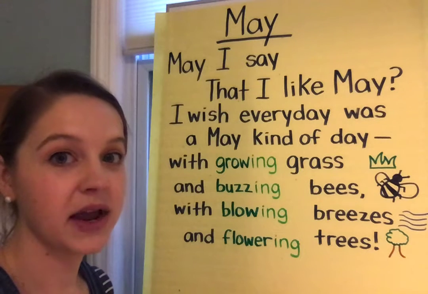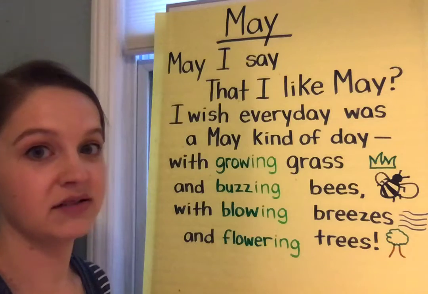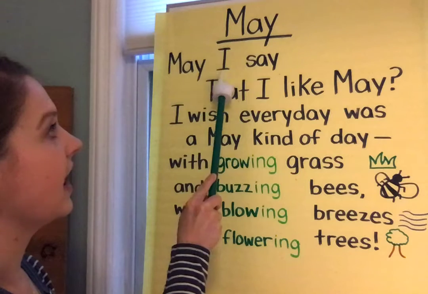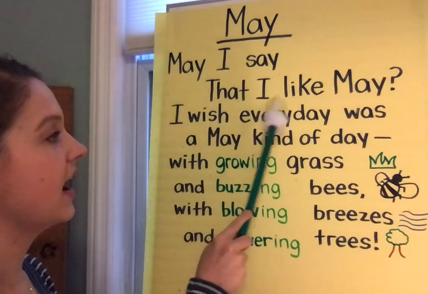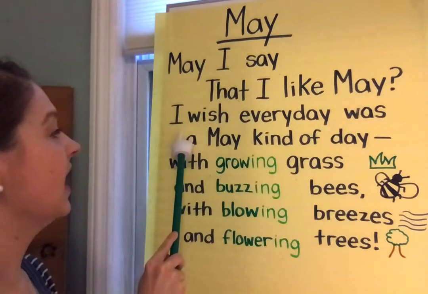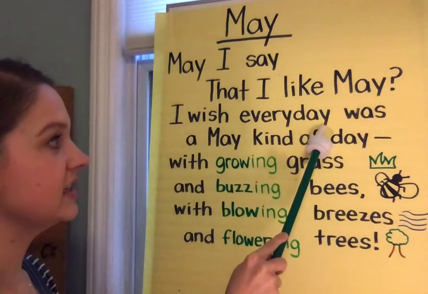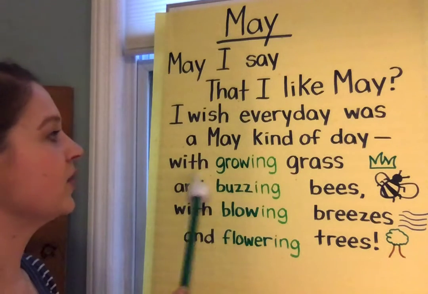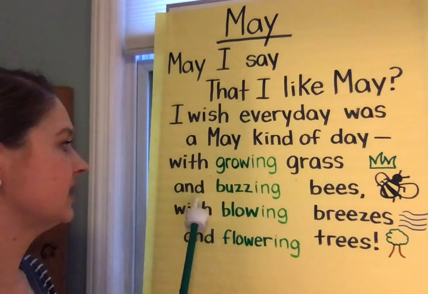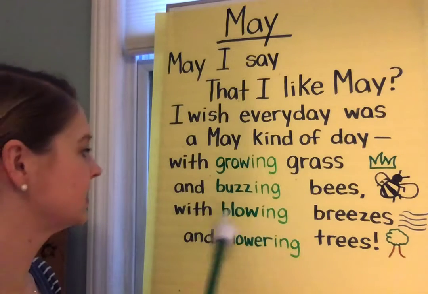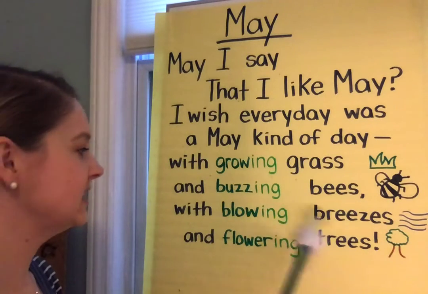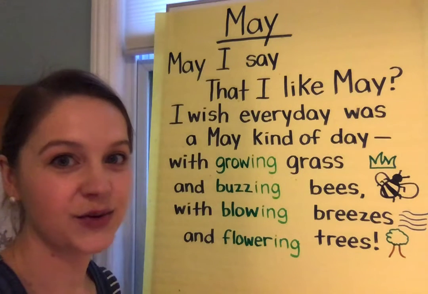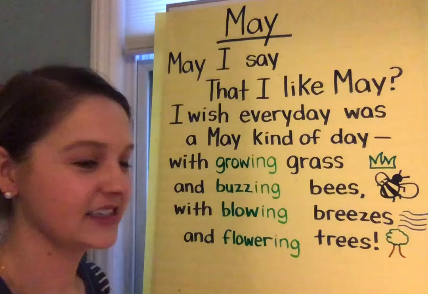Let's read that one more time, and this time we're going to practice our fluency. So this time really pay attention to the way that your voice sounds as you read with me. May. May I say that I like May? I wish every day was a May kind of day, with growing grass and buzzing bees, with blowing breezes and flowering trees. Excellent. I really love the way that you used a strong teacher voice on that last time.